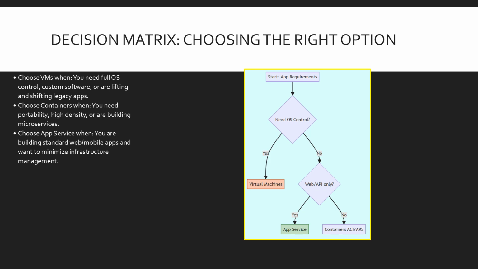This flowchart guides your decision. Start with app requirements. First, ask: need OS control? If yes, choose virtual machines. If no, ask: web or API only? If yes, choose App Service. If no, implying complex or portable workloads, choose containers. This logic simplifies the selection process.